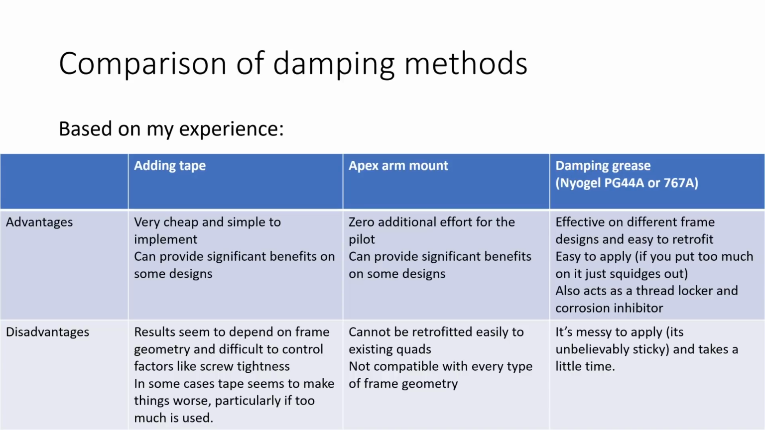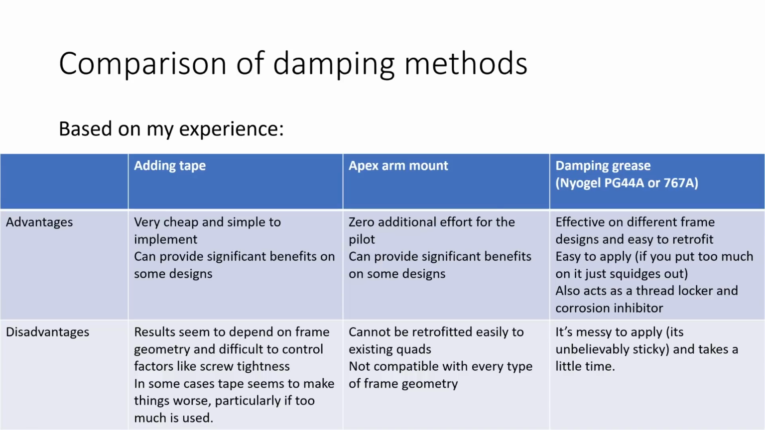If we look at the damping grease, I found that this is effective on many different frame designs. And it's actually really easy to retrofit because it will work on any frame. You just need to take the frame apart, apply the grease to the joints, and then reassemble. The grease also acts as a thread locker and a corrosion inhibitor for your screws, so it provides some ancillary benefits that might be useful to you.